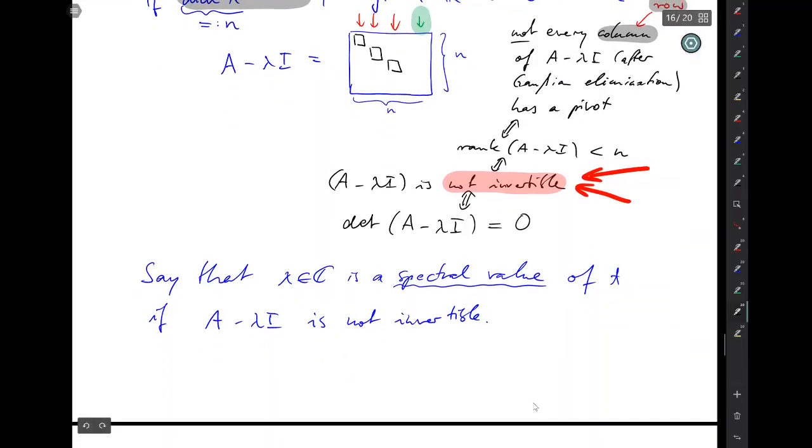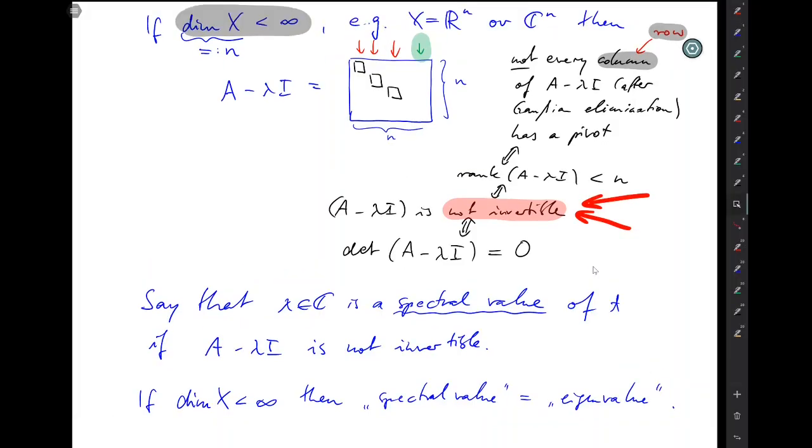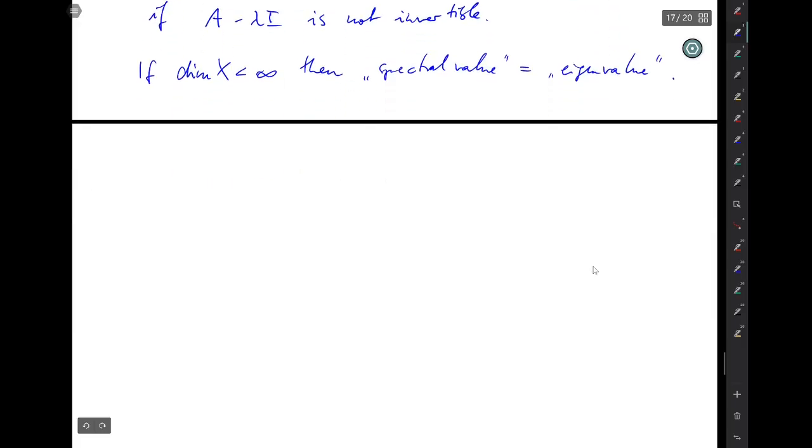So let's write that down. So if the dimension of X is finite, then the words spectral value and eigenvalue mean the same. In general, however, these two words will not mean the same, otherwise you wouldn't need two words.